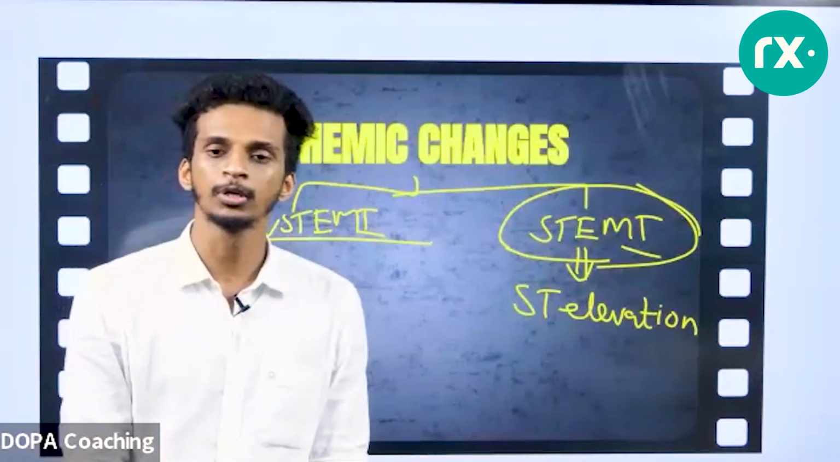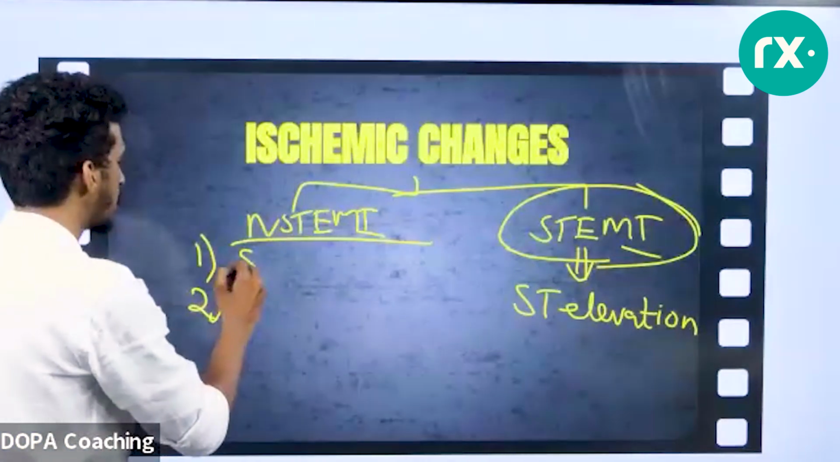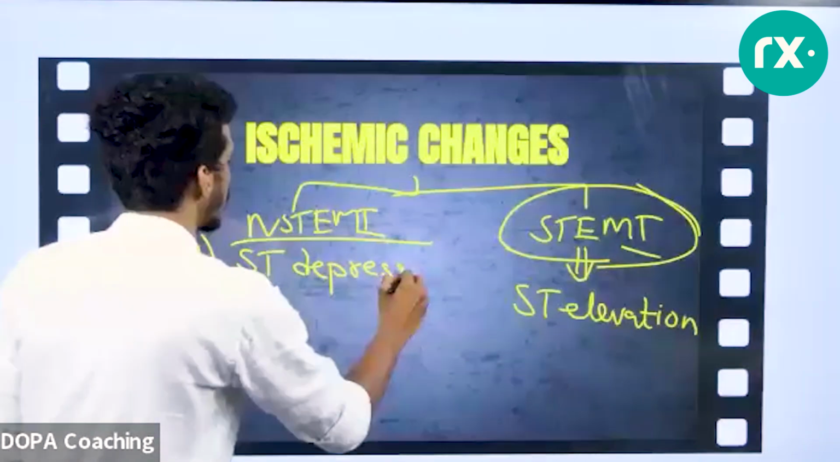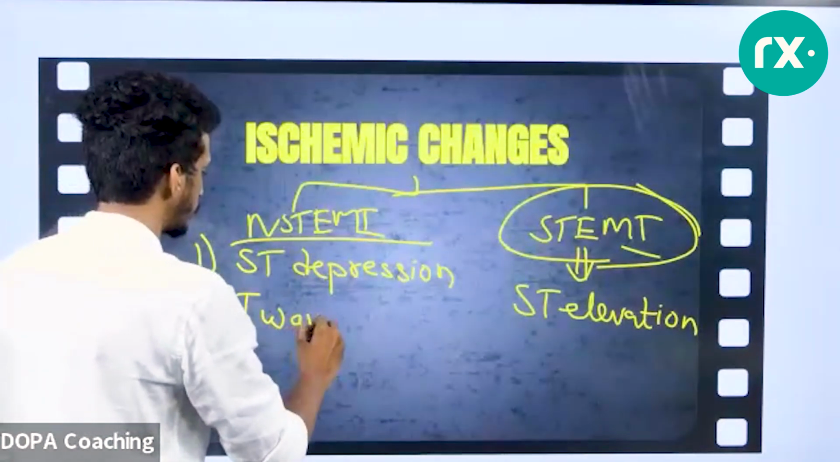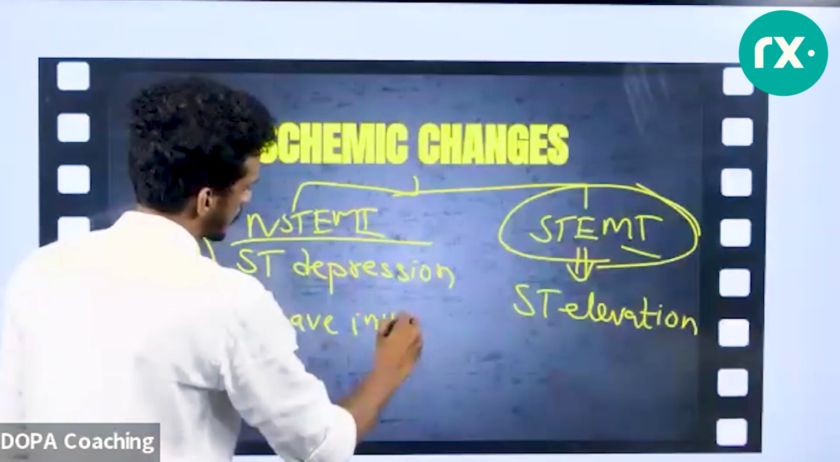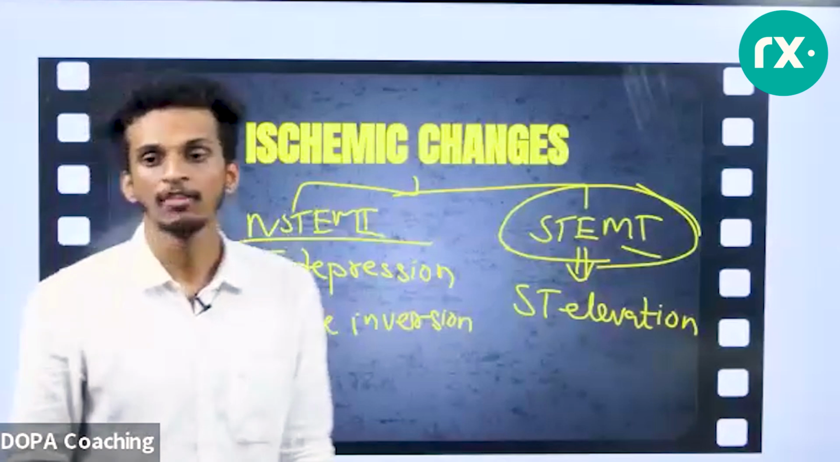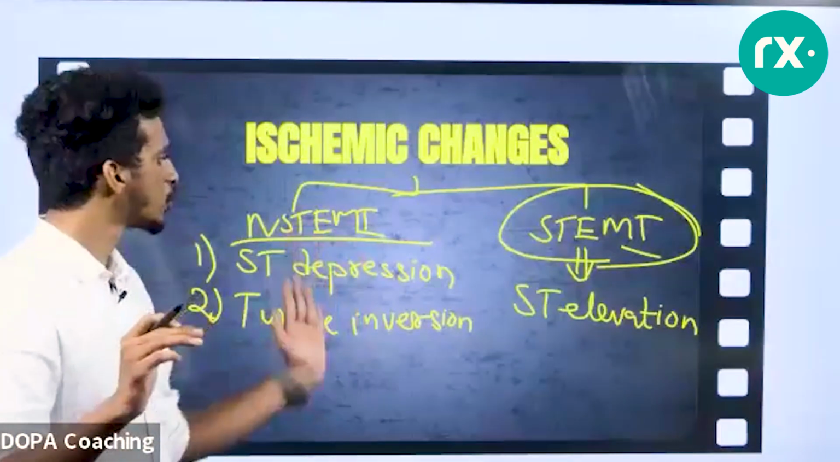And what are we going to see in a patient with NSTEMI? There are mainly two changes in a patient with NSTEMI. One is ST depression, and the second one is T wave inversion. We have ST depression and T wave inversion. So we are well and good with the waves. We know what the ST segment is. I'll just show you what the ST segment is.